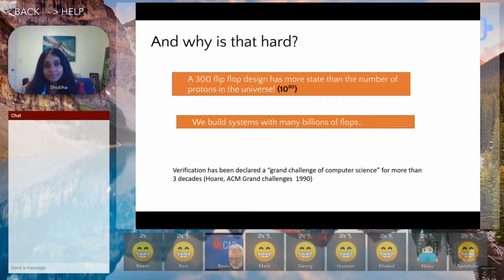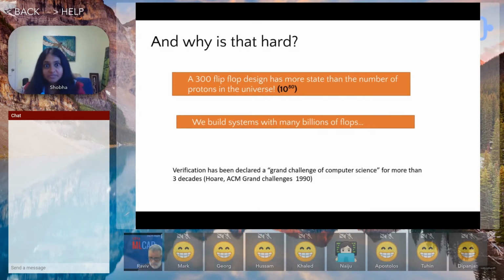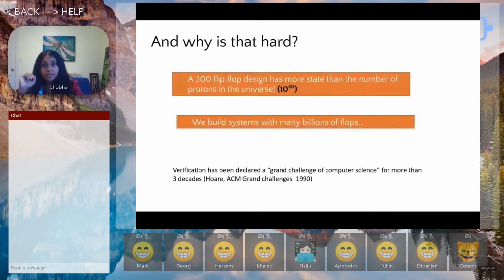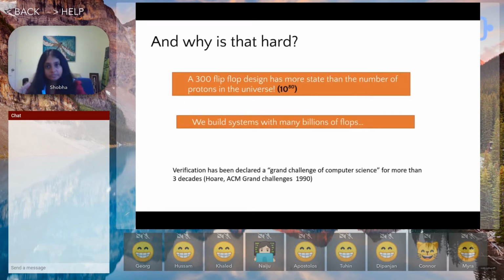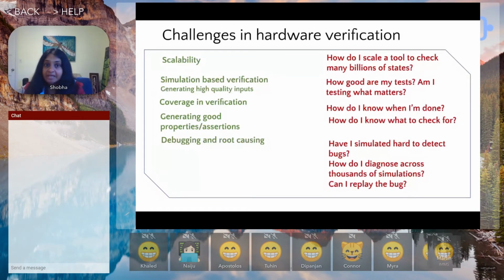Okay, so it's plain and simple. It's basically impossible to navigate 2 to the power of billions of states and be able to conclusively state that our implementation always satisfies the specification. This is why verification is hard. It has been declared a grand challenge of computer science for more than 3 decades now. And given that it is basically impossible to completely analyze the kinds of complex systems that we build, the next best thing in verification is to basically make it a best effort.